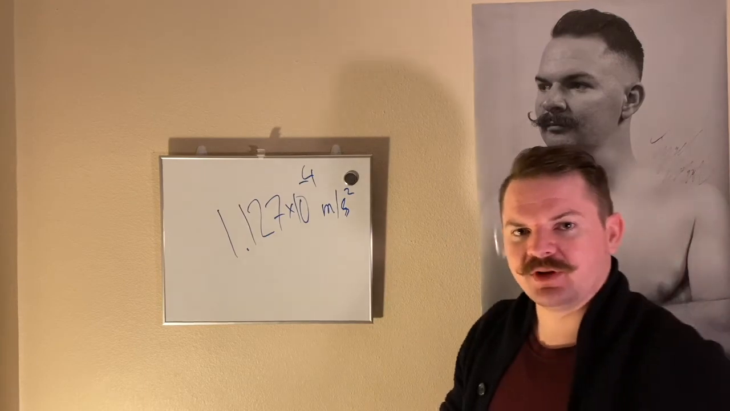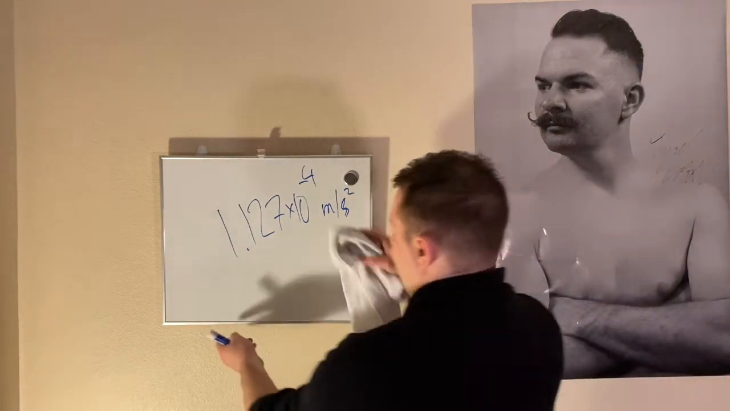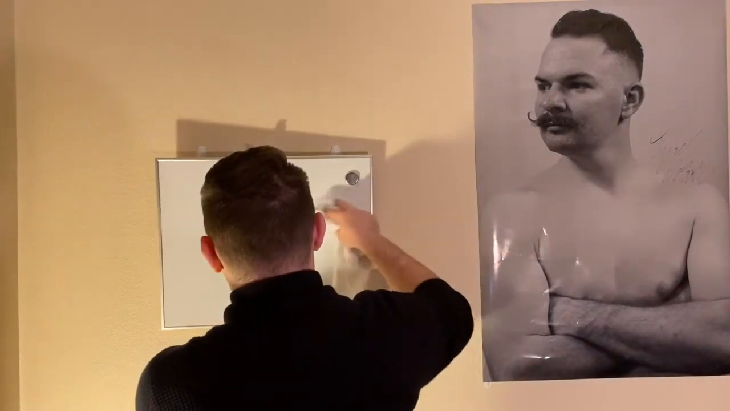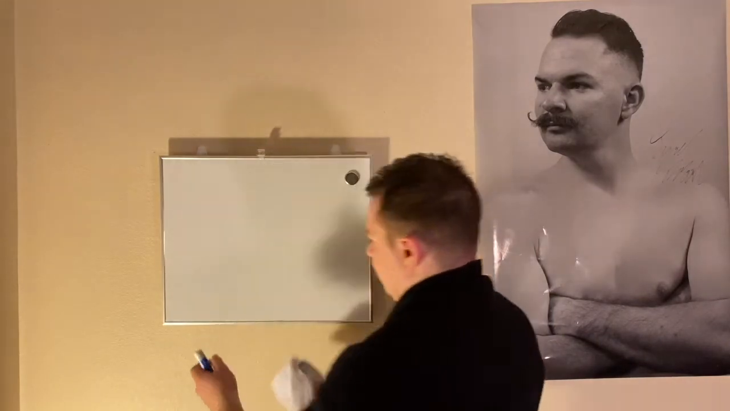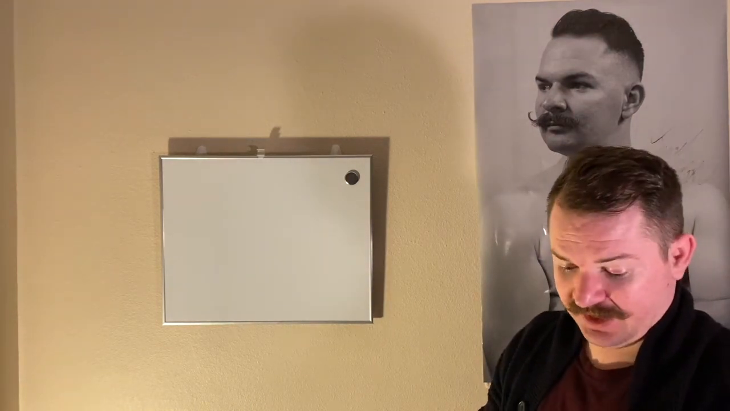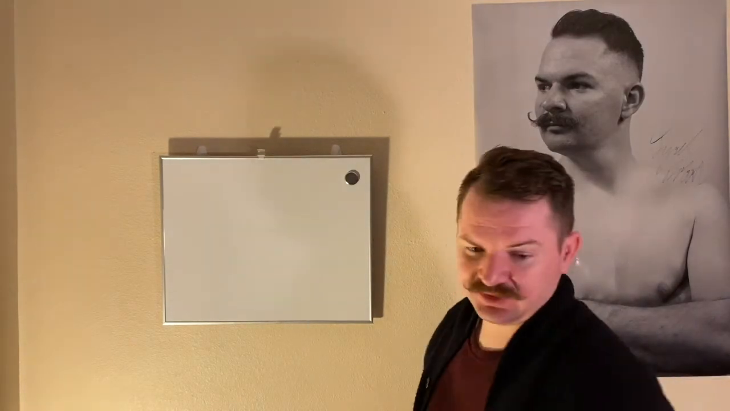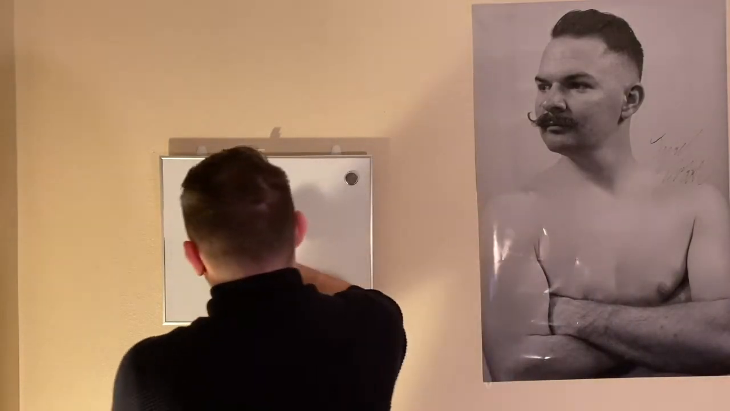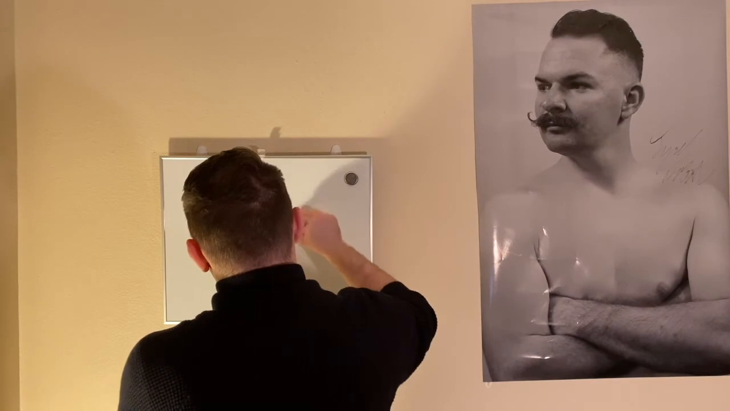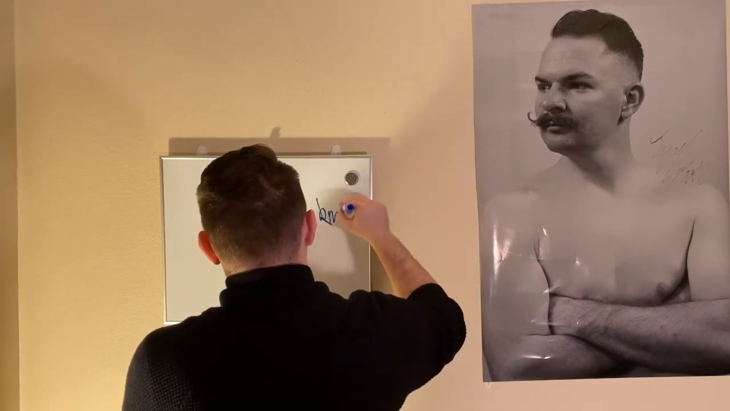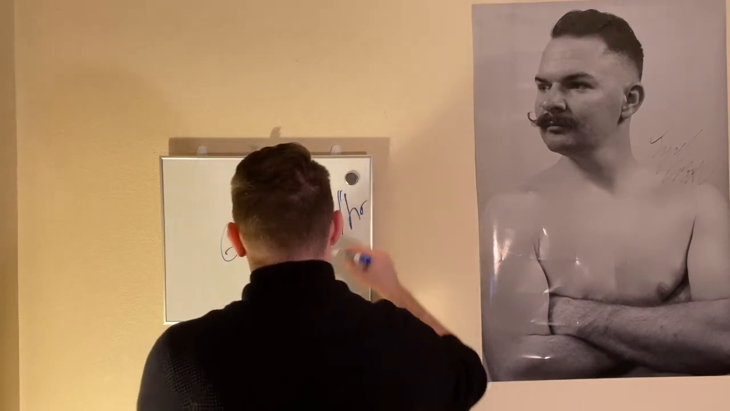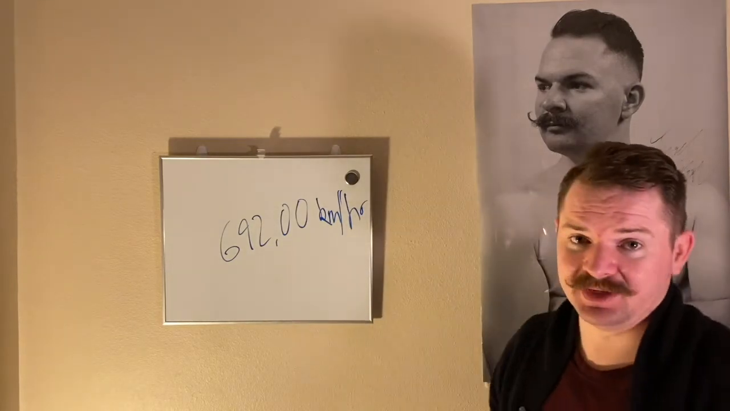NASA launched a spacecraft in 2018 that will become its fastest spacecraft to date. The spacecraft is actually launched towards the sun. It's a solar probe. And by the year 2024, the spacecraft will reach speeds of 692,000 kilometers per hour. It's a huge speed.